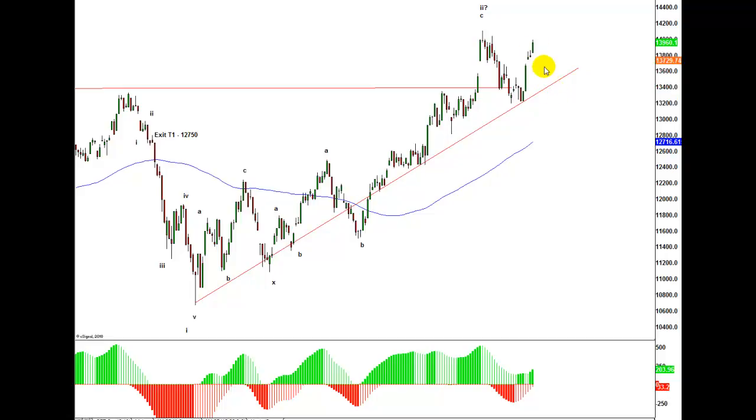and that way allow it to breathe, allow this gap to be closed, and this horizontal support here, which was the previous double top, allow that to come into play at about that 13,380 before it tracks higher.